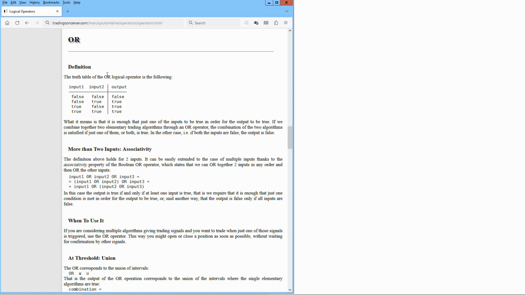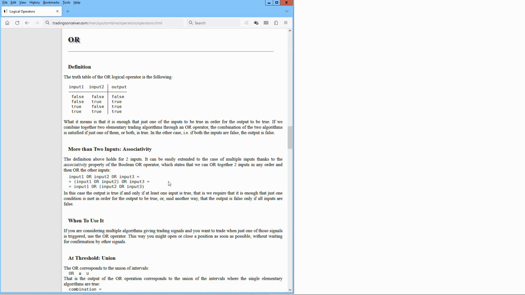The definition above holds for two inputs. It can be easily extended to the case of multiple inputs thanks to the associativity property of the Boolean OR operator, which states that we can OR together two inputs in any order and then OR the other inputs. So if we need to OR three inputs, input 1, 2 and 3, we can either OR input 1 and input 2 first and then OR input 3, or, indifferently, we can OR input 2 and input 3 first and then OR input 1. By ORing multiple arguments together, parentheses are thus uninfluential.